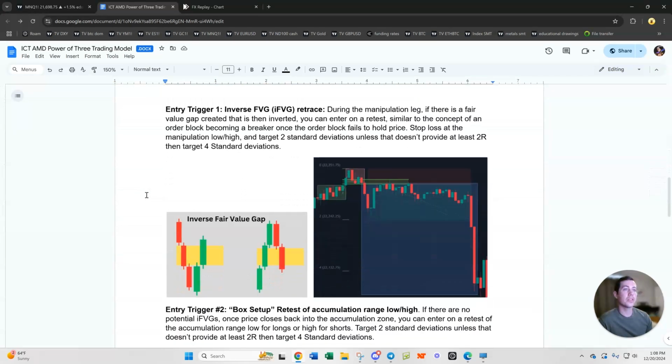And then for our entry models, there's actually 2 that I'm going to use today for you guys. The first one is something I haven't shared with you on these streams, so again, feel free to ask any questions.